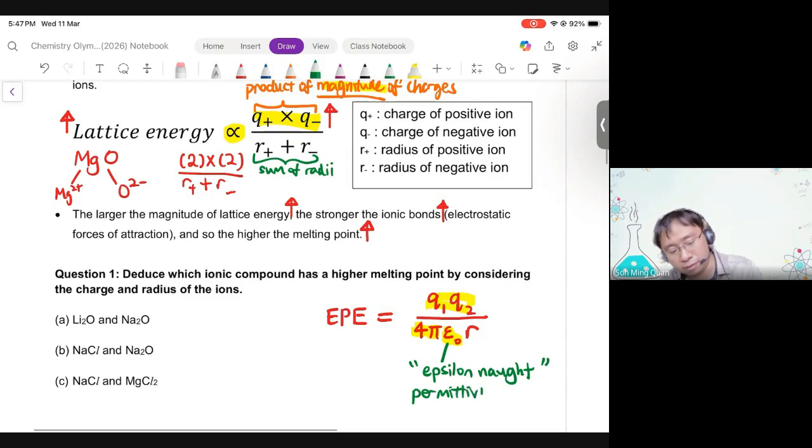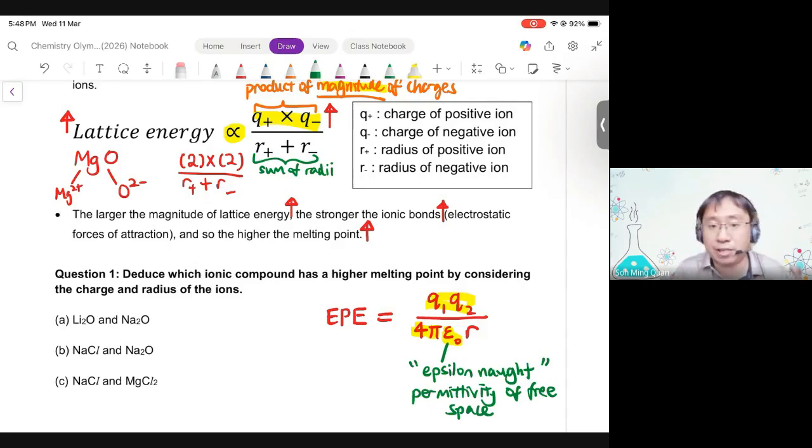permittivity of free space. The permittivity of free space literally means in a free space, how long does a charge exert its influence, its force? Okay? It's a constant. Permittivity of free space is a constant.